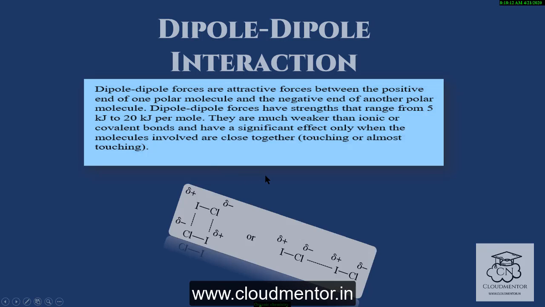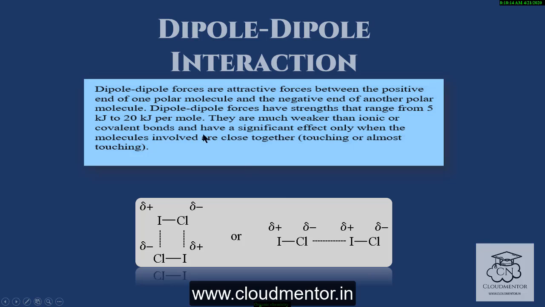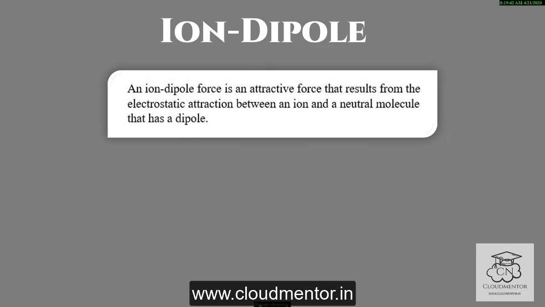The figures show two arrangements of polar iodine monochloride (ICl) molecules that give rise to dipole-dipole attractions. Here we can see the interaction between the positive polar end of this molecule with the negative polar end of the other molecule. A dashed line is used to represent an intermolecular attraction between molecules because these forces are not as strong as chemical bonds. And the next one is ion-dipole interaction.